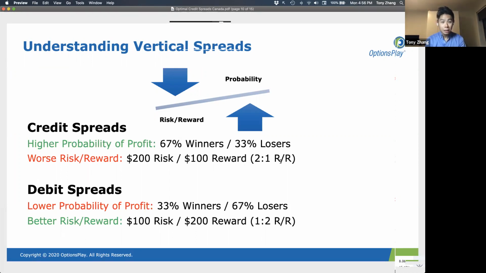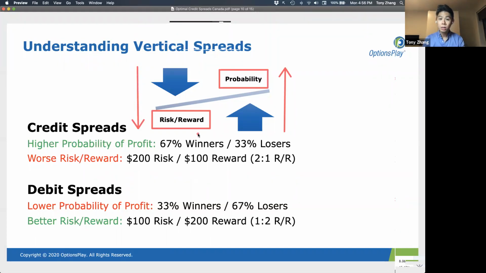So again, I want to clarify. A lot of people ask, should I use a credit spread or should I use a debit spread? And the answer is that the two are just trade-offs. One is not better than the other. And what we were just talking about before is the trade-off is really between these two things, probability and risk to reward. Whenever you have a strategy that's high probability, like we do with credit spreads, that's going to come with poor risk to reward.